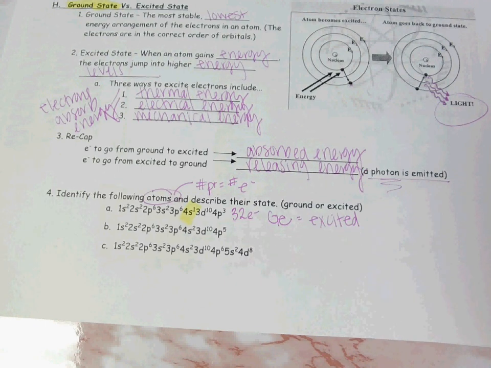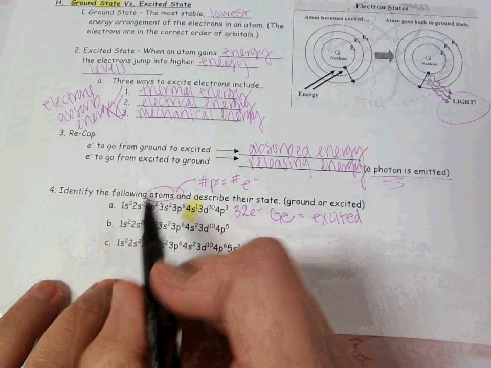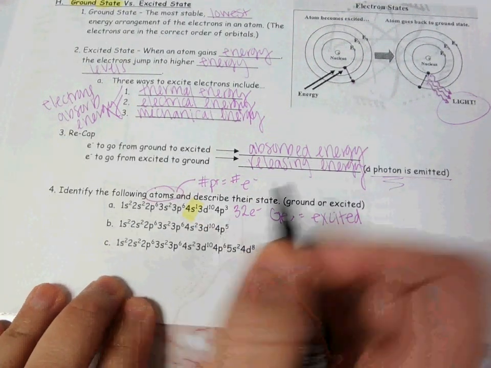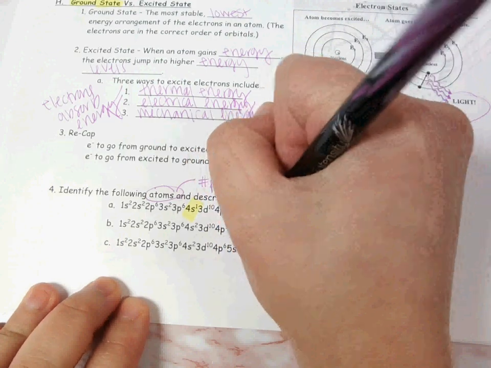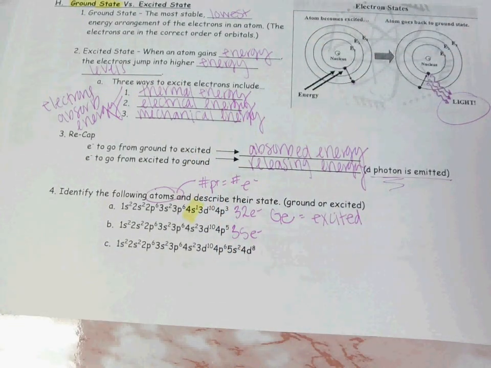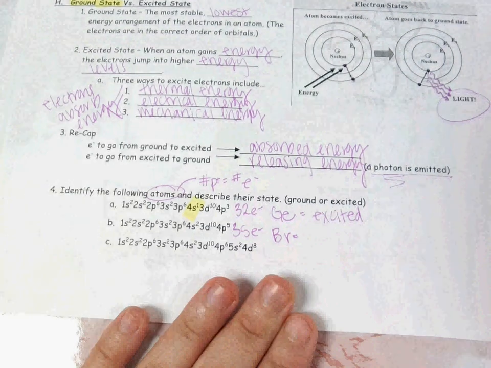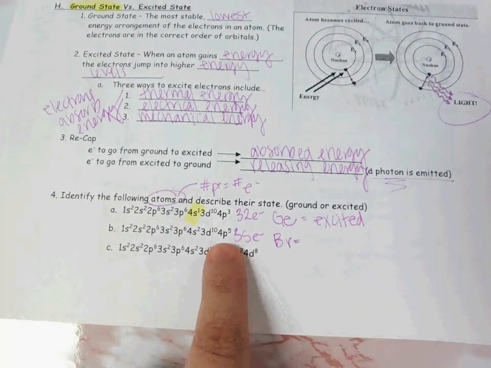So then if I'm looking at letter B, I have 2, 4, 10, 12, 18, 20, 30, 35. 35 electrons. And who has 35 electrons? Bromine. Is bromine in 4p5? Yes.